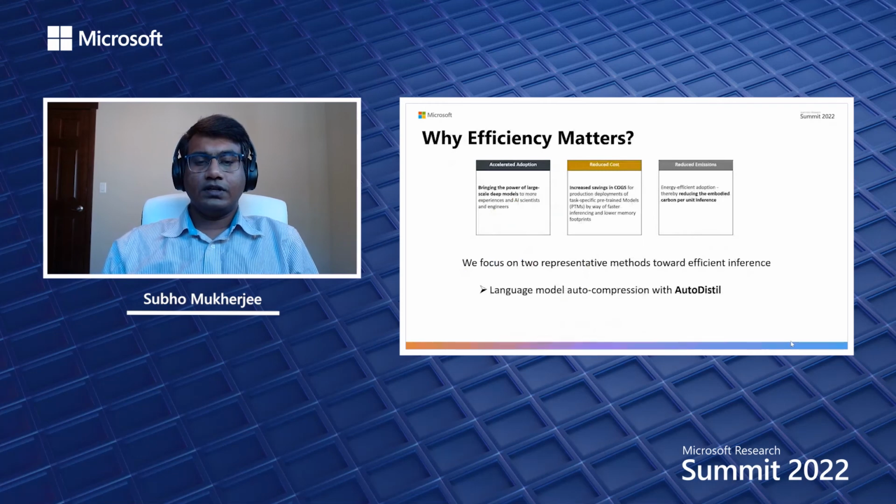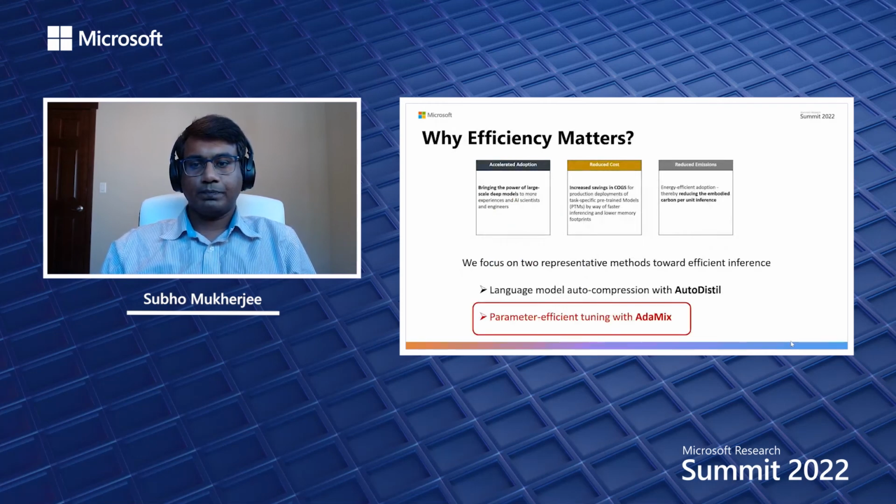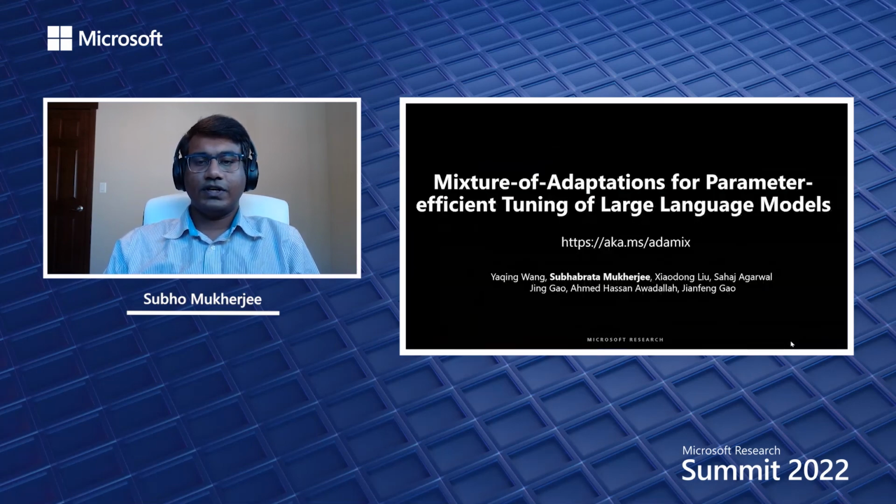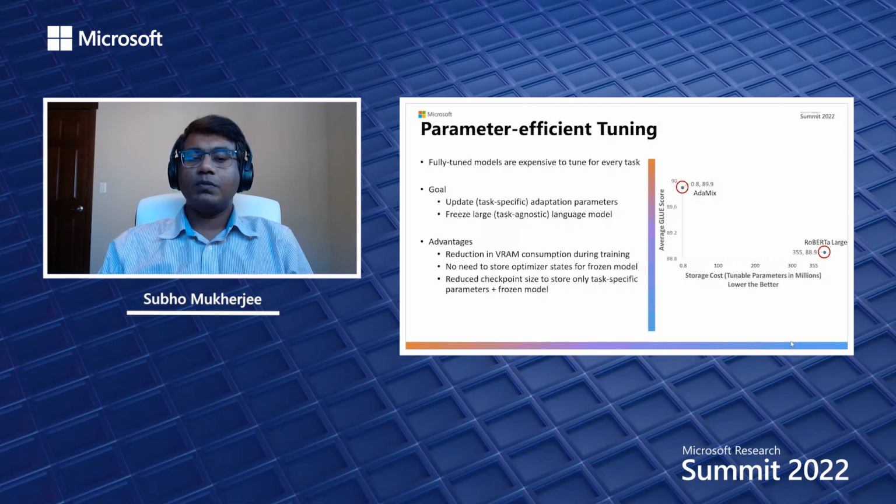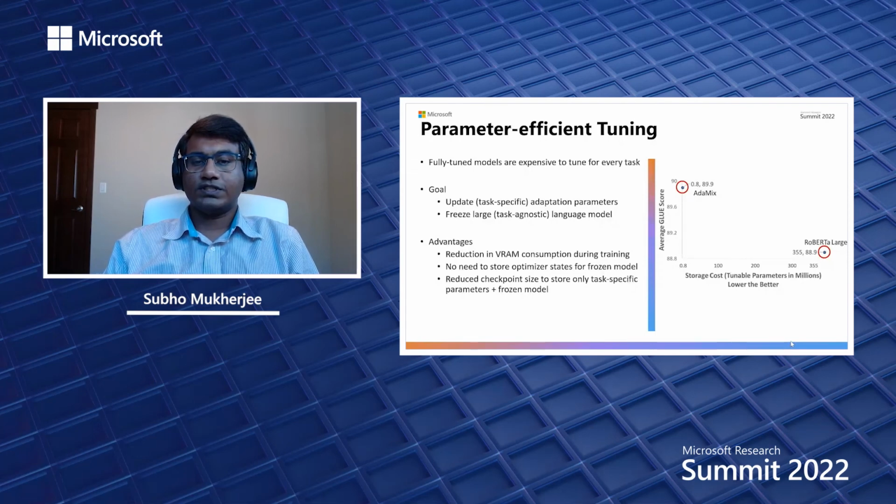Now we will shift gear and move into parameter-efficient tuning with AdaMix. In the previous work, we focused on reducing inference latency, where we saw some performance regression of the small student models with regard to the large teacher model. In this work, we are going to focus on reducing the serving cost of these large language models.